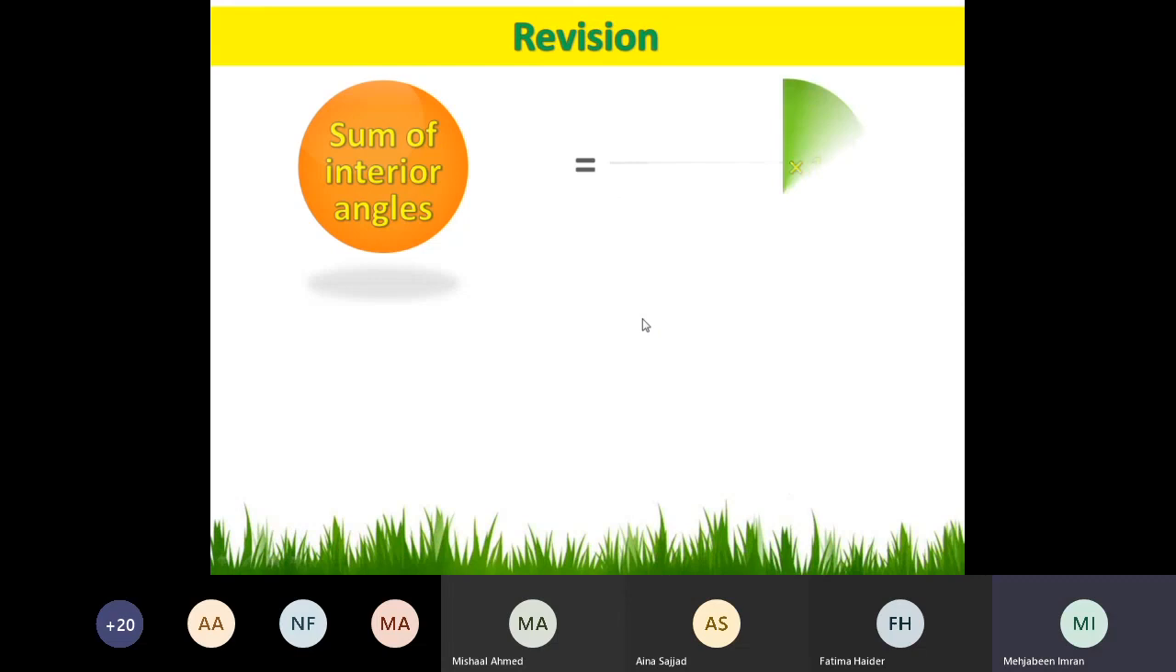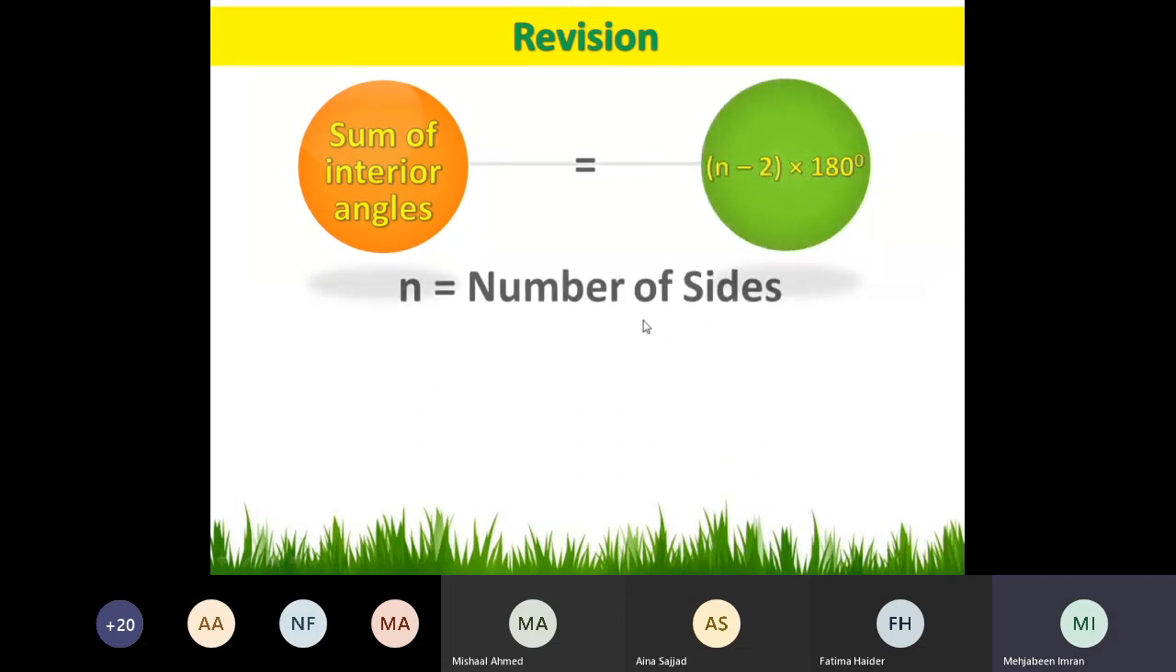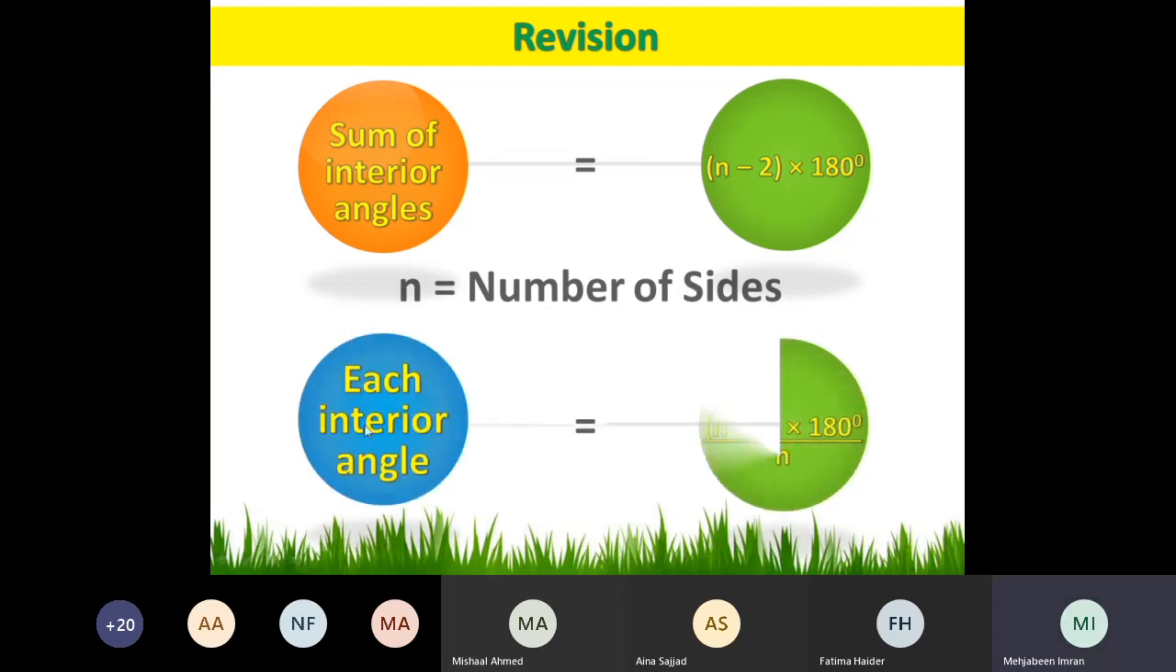Now, formulas, very important. I've shown you several times so that you will remember them. When you have to find out the sum of interior angles, it is (n minus 2) into 180, and n stands for the number of sides of the shape that is given to you. And if you have to find out each interior angle, the basic formula remains the same, only divided by n is added to it.